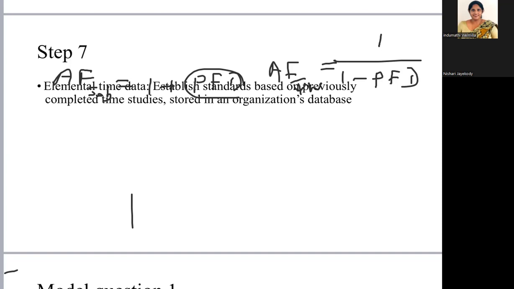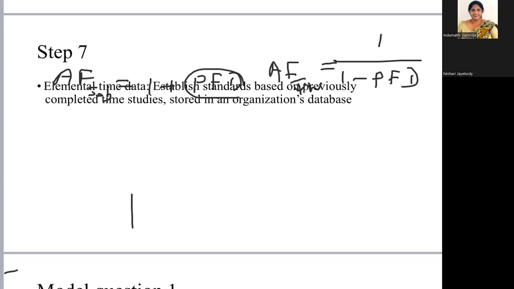Also, using standard elemental time eliminates the workplace disruptions caused by making time studies. The disadvantage is that using standard elements may discourage new process development and improvement. Is it obvious?